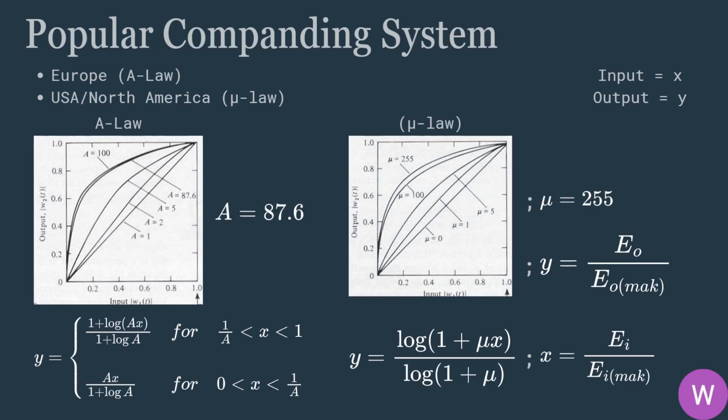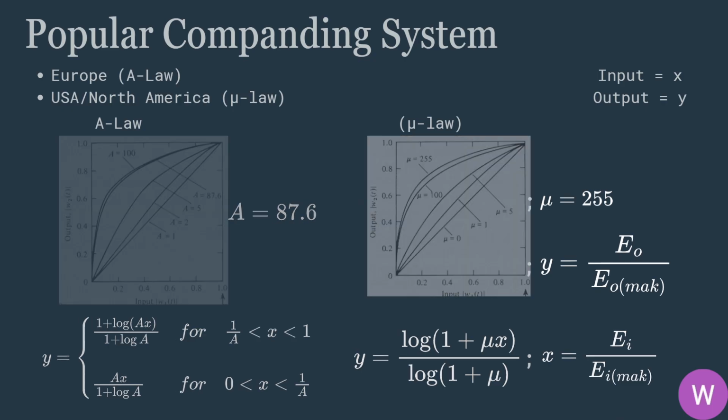Now we look at some popular companding systems, like I mentioned just now, A law and mu law. So this is the formula for it. This is the graph. The x-axis is the input and the y-axis is the output. To find the value for y, here are the formulas given. If you use A law, we have A equals 87.6, which is fixed. If you use mu law, we have mu equals 255. So these are the formulas to find x and y.